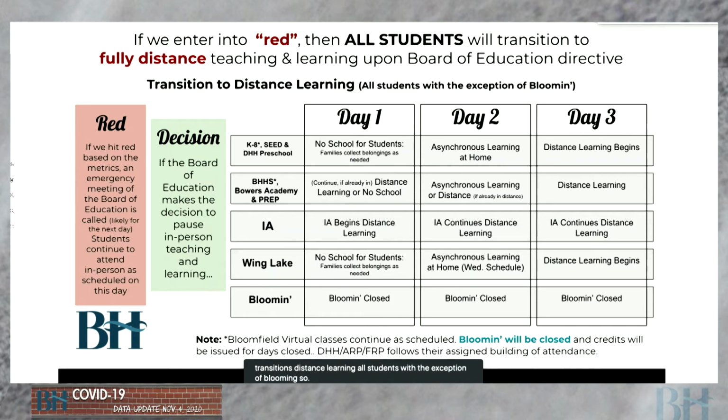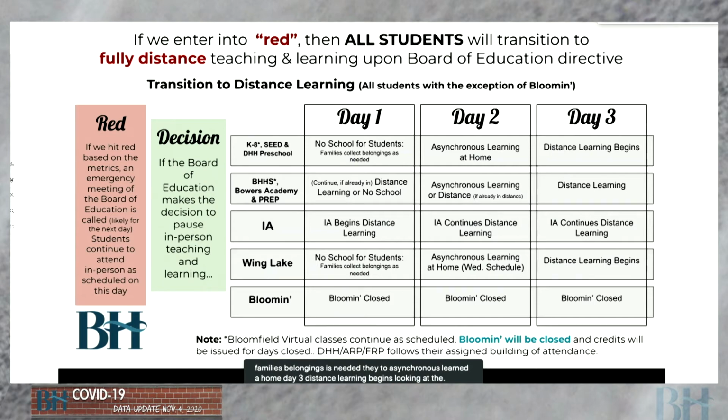So what happens if we hit red, based on the metrics? An emergency Board of Education meeting is called. Likely this will be for the next day. Students continue to attend in person as scheduled on this day. If the Board of Education makes the decision to pause in-person teaching and learning, what happens? It depends on the building. K-8, SEED, and DHH preschool: day 1, no school for students. Families collect belongings as needed. Day 2, asynchronous learning at home. Day 3, distance learning begins.